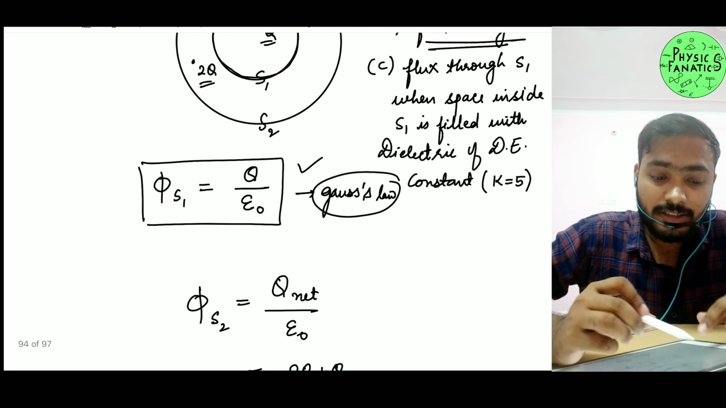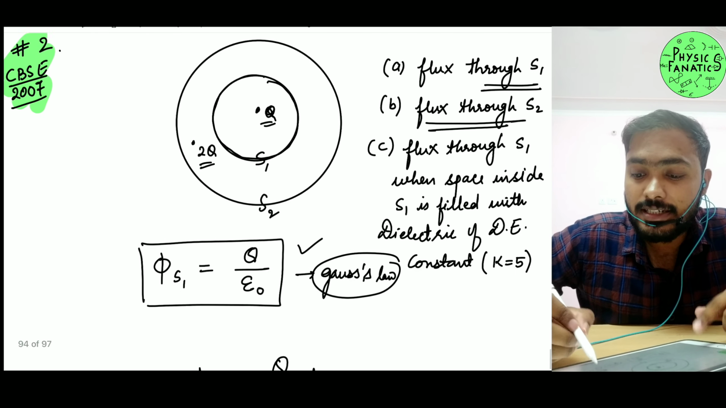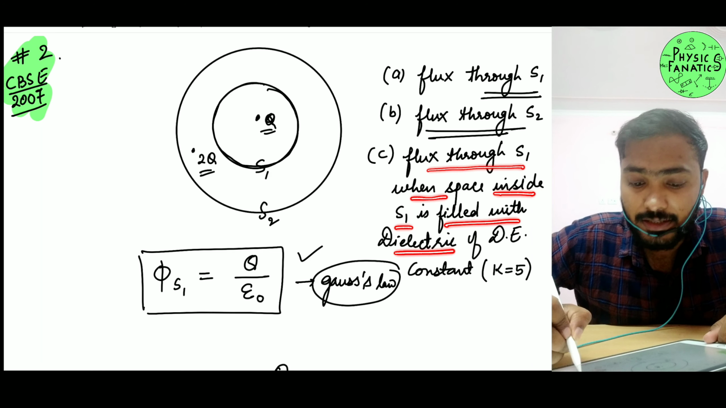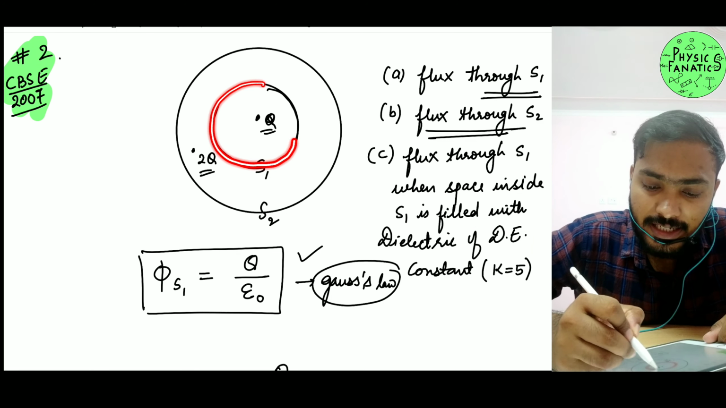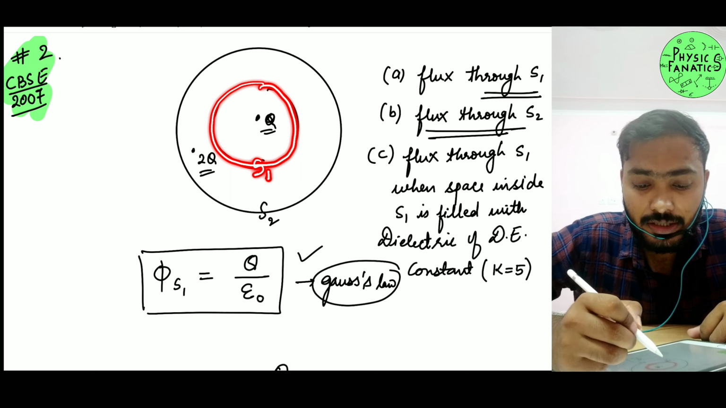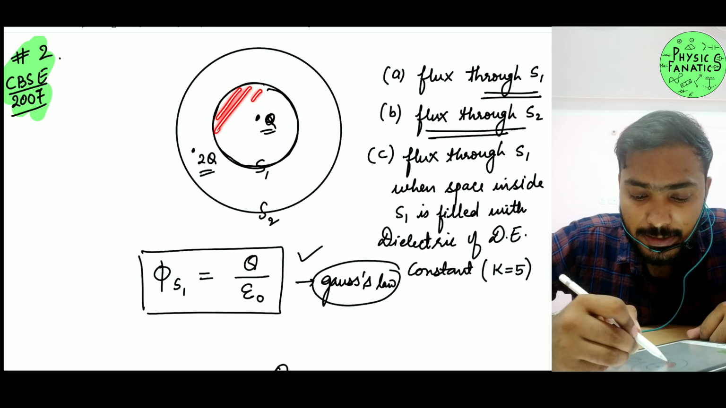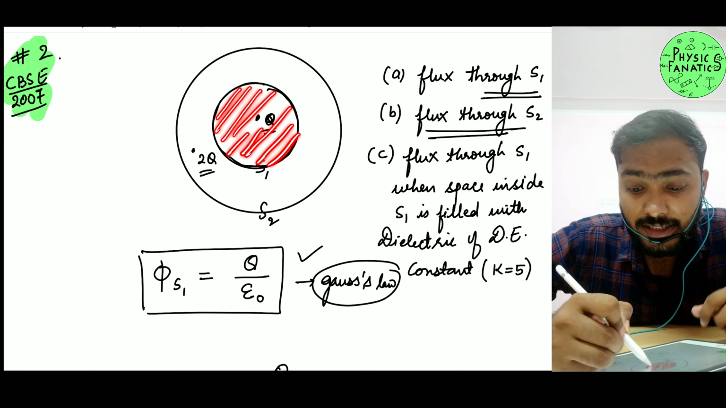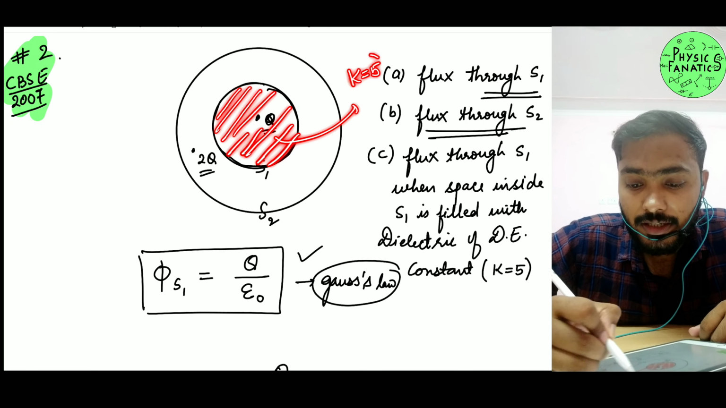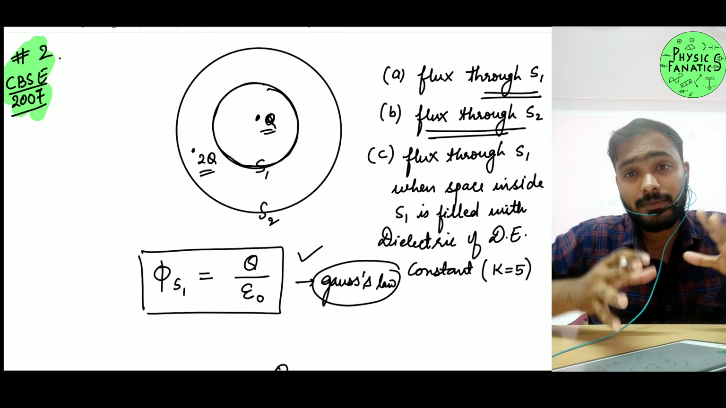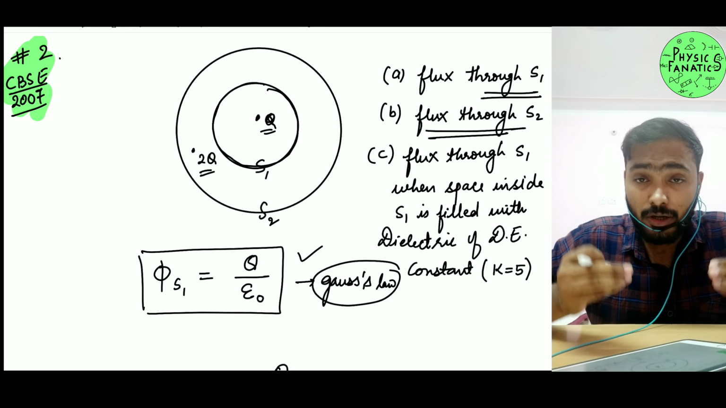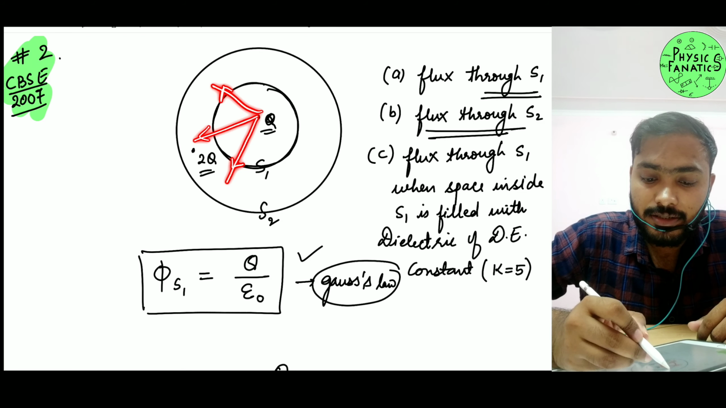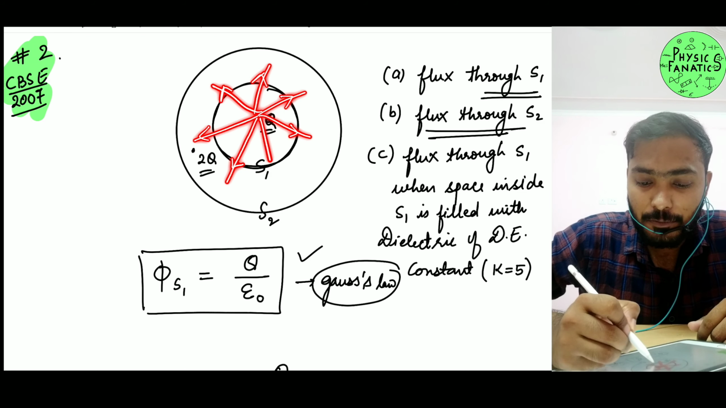Great. Let's talk about the third question. Now the third question is interesting. The third question is the flux through S1 when the space inside S1 is filled with a dielectric. So I'm supposed to find the flux through S1. Now there's a condition here. What is the condition? The condition is that the space inside is actually filled with a dielectric, with dielectric constant K equals 5. Obviously dielectric means some medium has been introduced here. So because of the medium, it will be difficult for the flux to come out from that Q charge. I hope you guys can understand this.